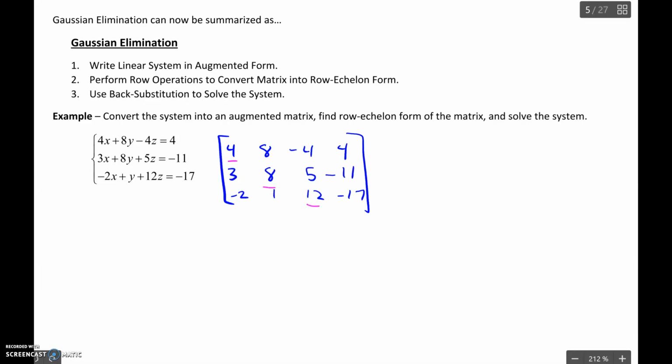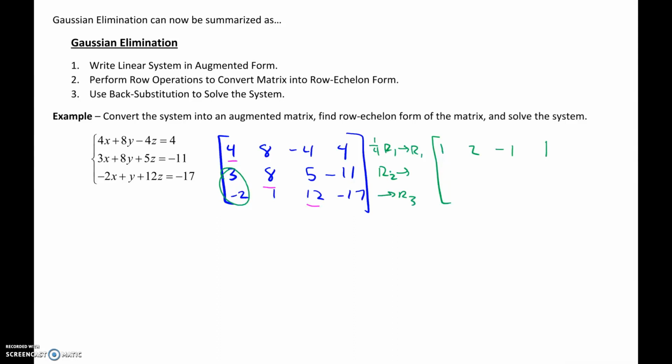We can do 1/4 row 1 to the new row 1, right? If we do that, we have 1, 2, -1, 1. And then if you wanted to make these zeros, you have to do it from the original row 1 or row 2 or row 3. You can't use this one that we've already done over here in green. So I'm not going to do anything, I'm just going to leave them. I'm just going to take row 2 over and take row 3 over.